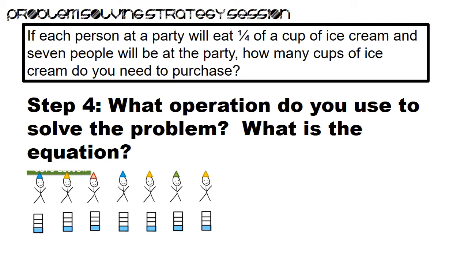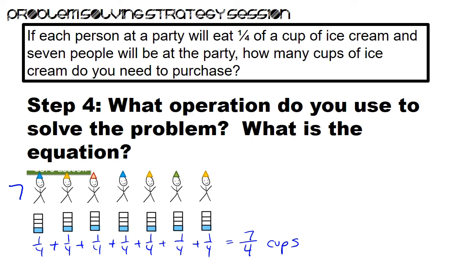And so once again, let me go list these out here. So we got to figure out what operation do we do to solve this problem. And so we can look at our 1/4 cups down here with our picture. We know that we can just add our cups together to figure out the total number of cups that we need to purchase. So in doing this, we have 1/4 plus 1/4 plus 1/4 plus 1/4 plus 1/4 plus 1/4 plus 1/4 should equal 7/4 cups.